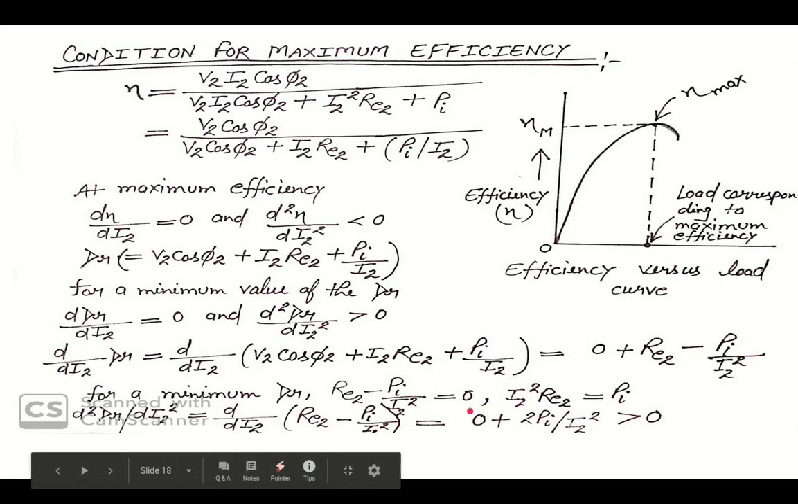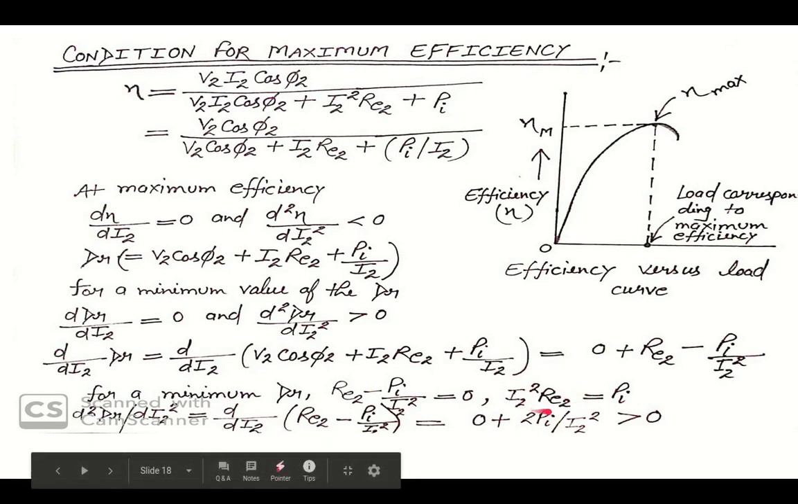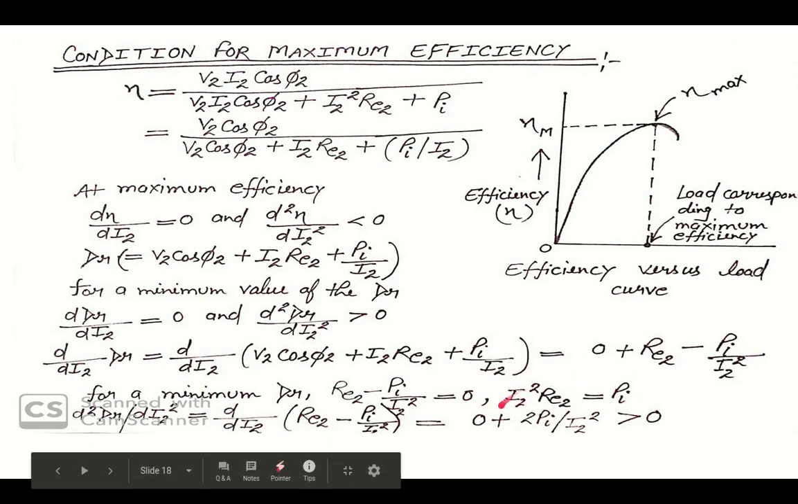With this equation you can say that the efficiency will be maximum when the variable copper loss is equal to the constant iron or core loss, because this is your copper loss and this is your iron loss. So the condition is iron loss is equal to the copper loss. At this condition your efficiency will be maximum.